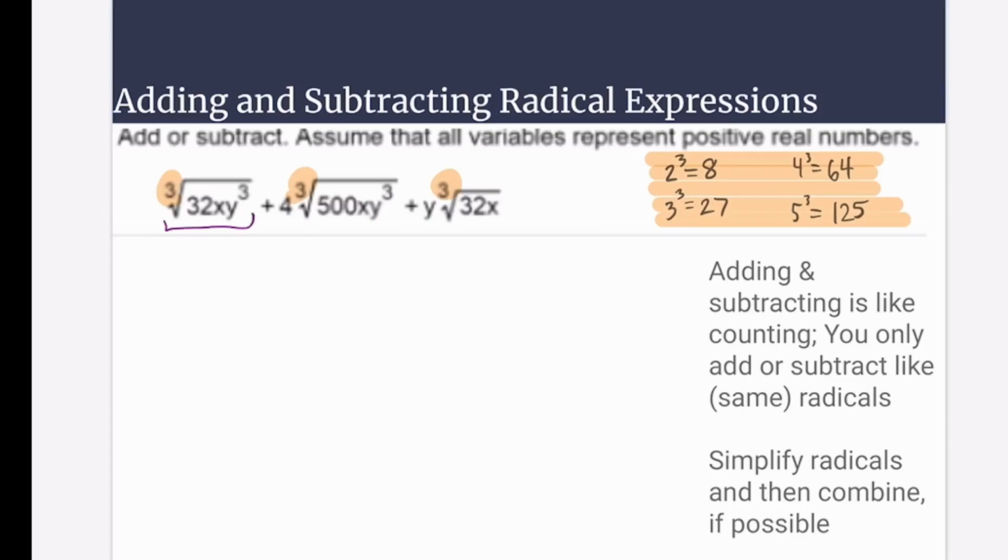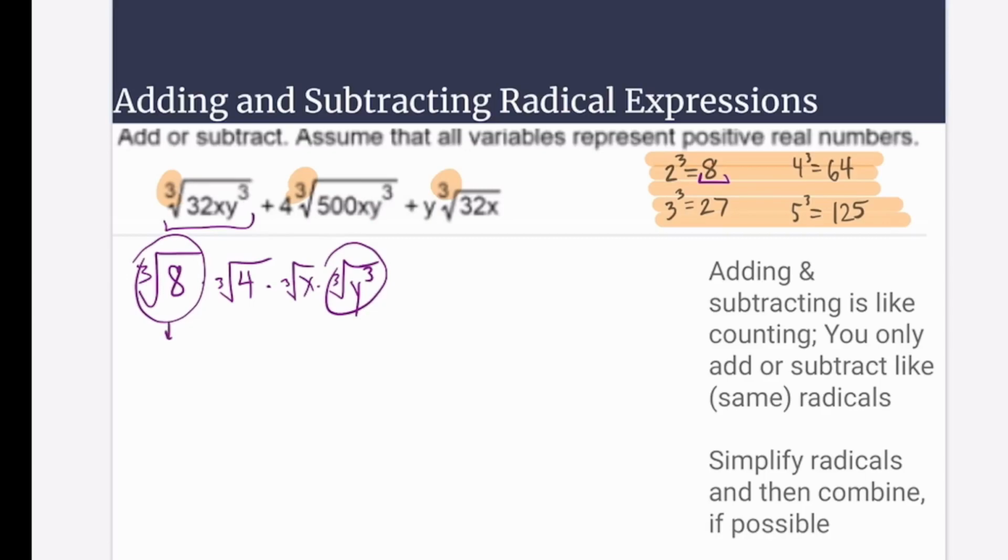8 is a factor of 32, so I'm going to pull that out. I'm going to have the cube root of 8 times the cube root of 4. So the 8's going to be a perfect cube. That's going to come out. The cube root of x, and then the cube root of y to the third. Y to the third is also a perfect root because we can divide 3 by 3. So this first radical actually simplifies into 2y and the cube root of 4x.